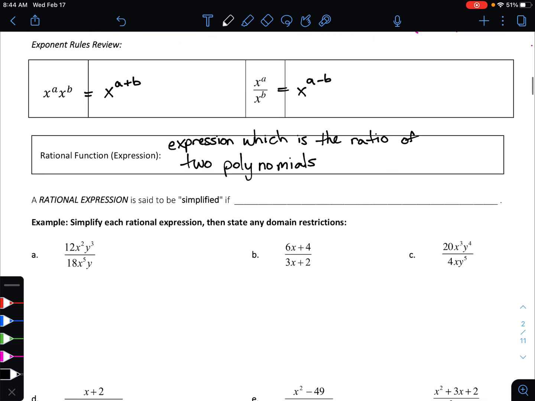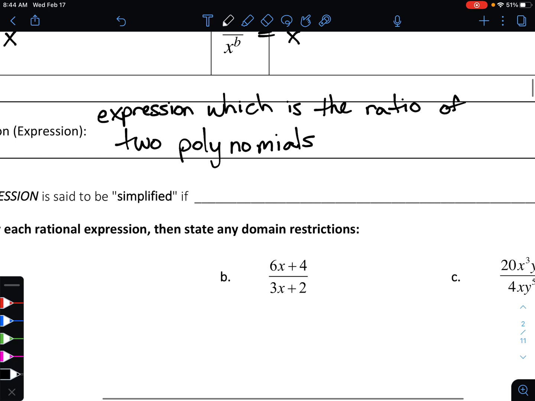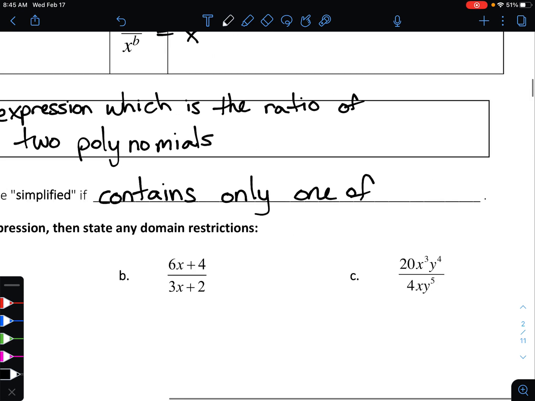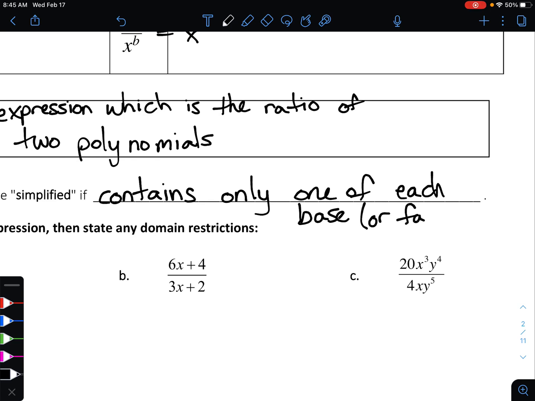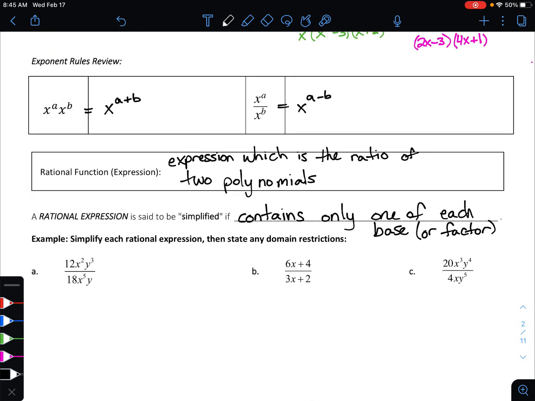So let's talk about what we mean for a rational expression to be simplified. We say that a rational expression is simplified if it contains only one of each base. And it might be helpful to think of bases as also being factors. So for a rational function to be simplified, it can only have one of each base or factor.